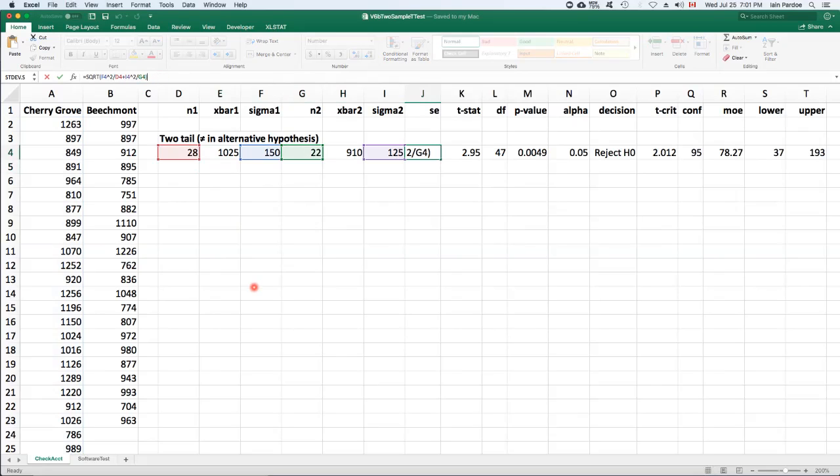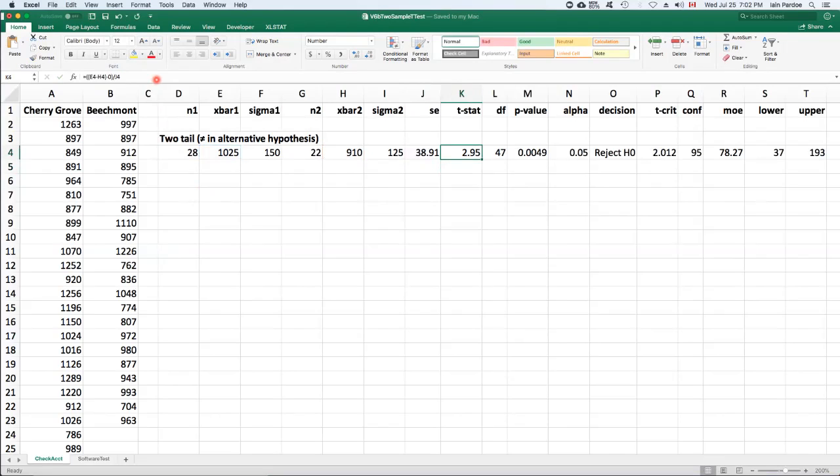Here's the formula for the standard error, which essentially combines the two sample standard deviations using the sample sizes. Comes to 38.91. And then the t-statistic is the difference between the sample means divided by the standard error. We're testing whether the difference between the means is 0, so that's why there's a 0 in here. We can test for other numbers too, but 0 is the most common.